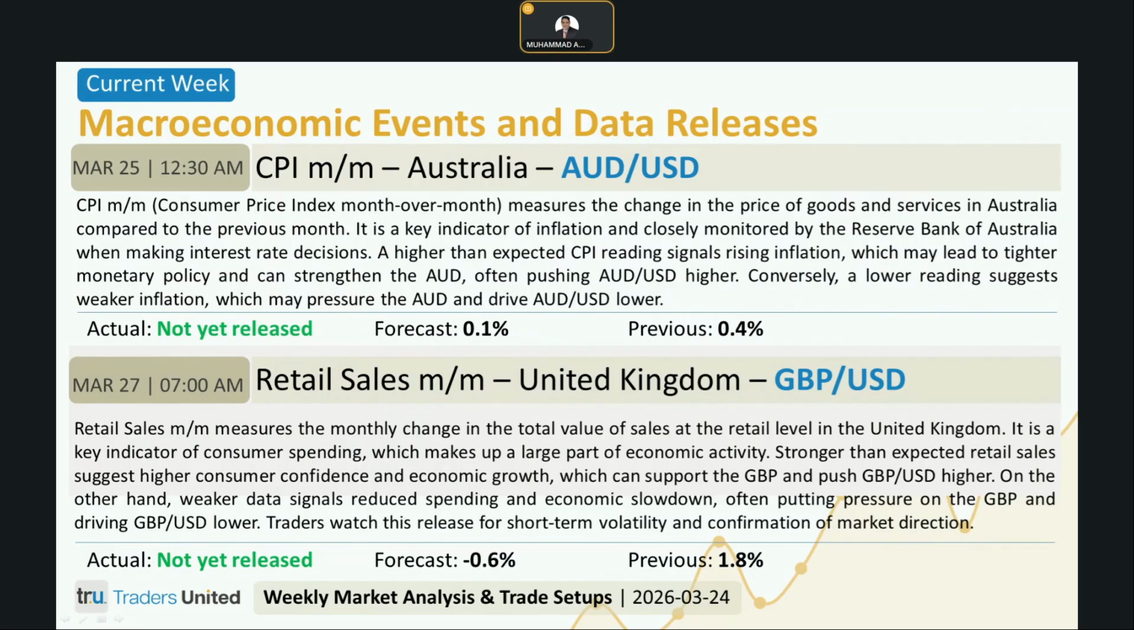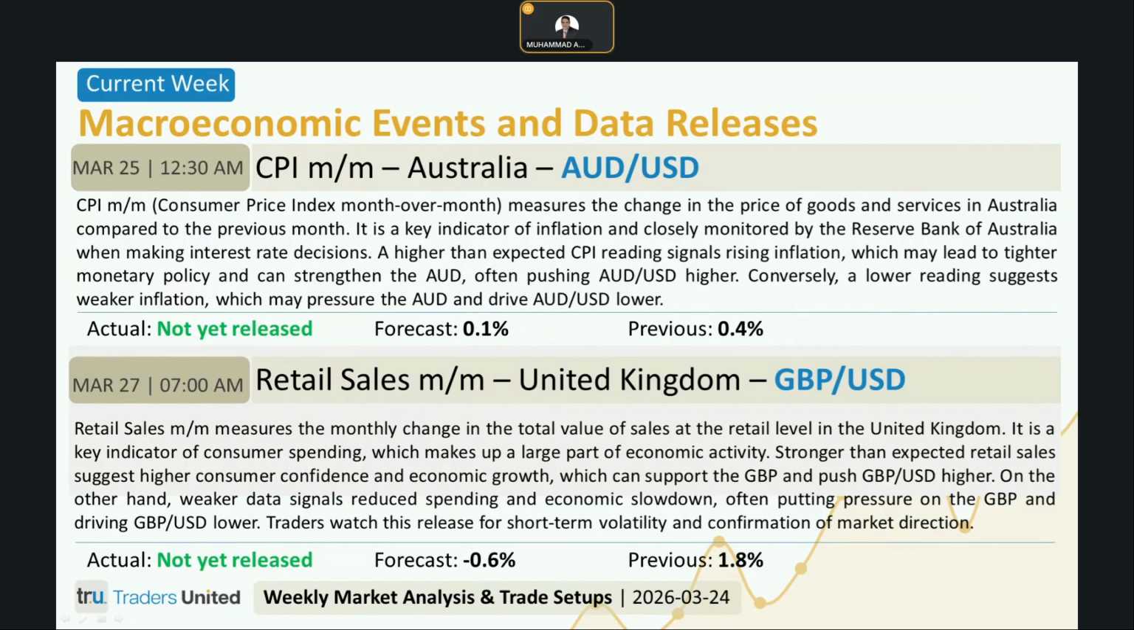Now, let me discuss the event details. On March 27th at 7 a.m. UTC time, the actual news announcement is going to happen. Let me talk about the previous number. The previous retail sales number was 1.8%. The forecast is actually negative, it's minus 0.6%. Actual data not yet released, but it is going to be released on March 27th. So we are going to focus on GBP/USD currency pair.